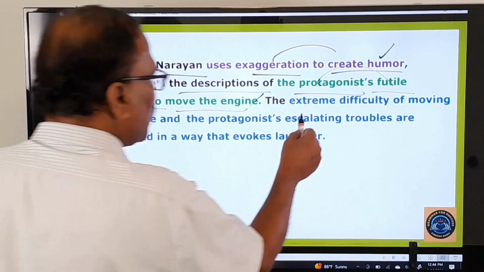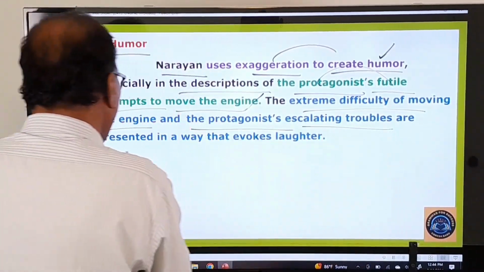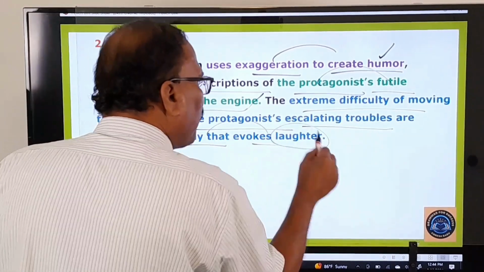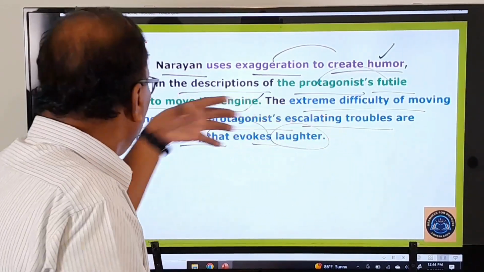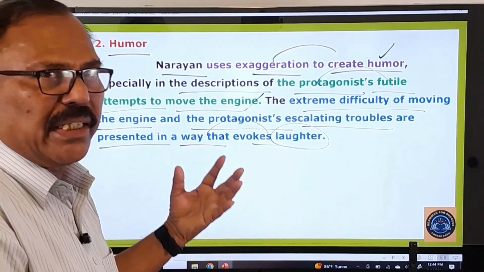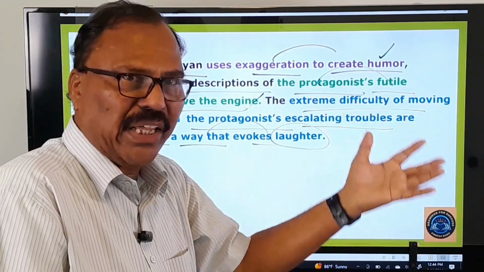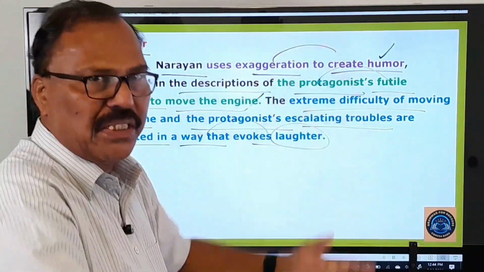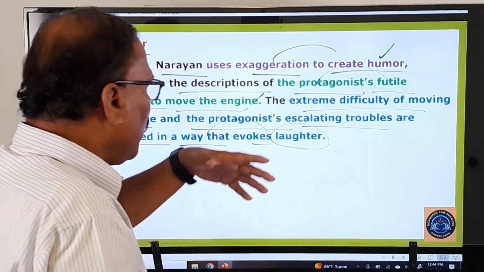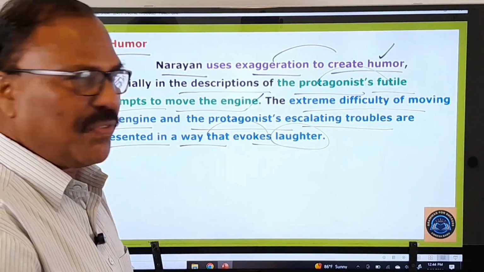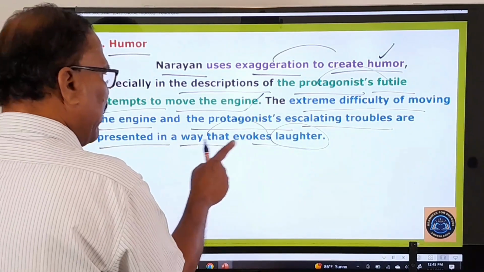And here the extreme difficulty of moving the engine and the protagonist's escalating troubles are presented in a way that evokes laughter. So here in this story, what is that? The extreme difficulty of moving the engine. It is not that easy. It's not a small car or any bike or any small thing. It's a heavy object. It's a heavy, cumbersome engine, you know that very well. And to move that is very difficult actually. Okay, and the protagonist's escalating problems are presented in a way that evokes laughter.